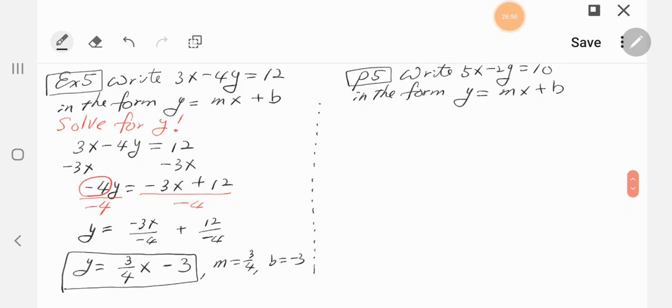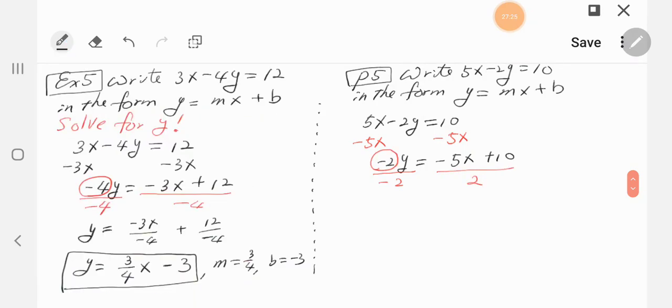Okay, let's try problem 5. Same thing. The equation is 5x minus 2y is equal to 10, and we want to solve for y. So move 5x to the right. Then we have negative 2y is equal to what? Bingo, negative 5x plus 10. Write the x term first. And then what do we do? Next is divide each side by negative 2. So y equals, now simplify each side.